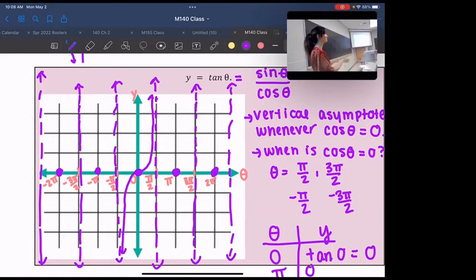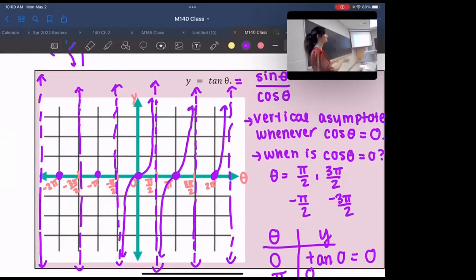Remember, tangent is a repeating function. Every single pi values, we get the same thing because sine and cosine are also repeating. So the same shape is going to happen in every single section. We're going to increase, get really, really close to both of the asymptotes on both sides. So we're going to go up, we're going to go down, up, and down. And this is what tangent looks like. It's a repeating function. It keeps repeating itself over and over again. And we have asymptotes wherever the cosine is equal to 0.